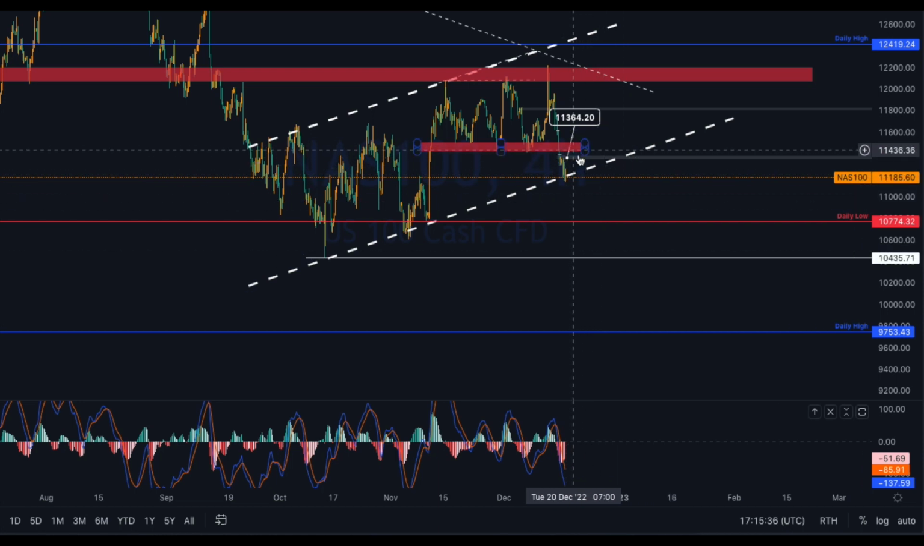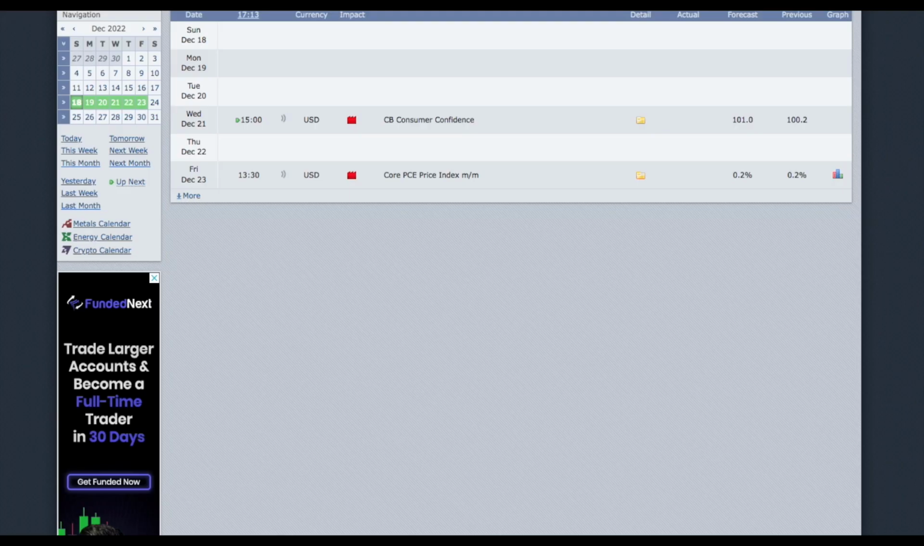That is a possibility. So this zone and this zone are two important zones for us to keep an eye on. But as it stands right now, it's very early in the day. There's only a few more days until Christmas, and I can't see any big policies coming out, as I've just shown you all the red news in Forex Factory, and there's only consumer confidence, right? So the CB consumer confidence and core price index.